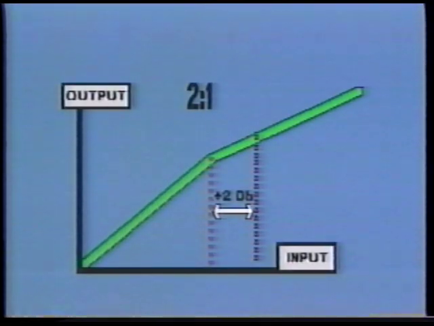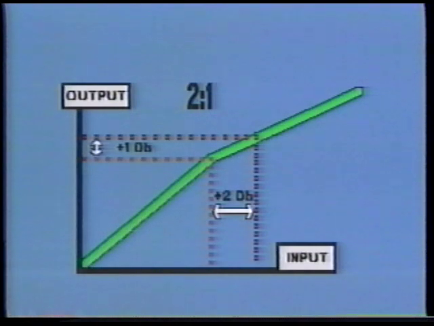The second factor that will determine the amount of gain reduction is the ratio. Ratio defines the severity of the dynamic change which will occur when the signal exceeds the threshold. Let's say the signal goes above the threshold by 2 dB. If the output goes up by 1 dB, that's a ratio of 2 to 1. That's fairly gentle. The output does go up, but not at quite so great a rate as the input signal.